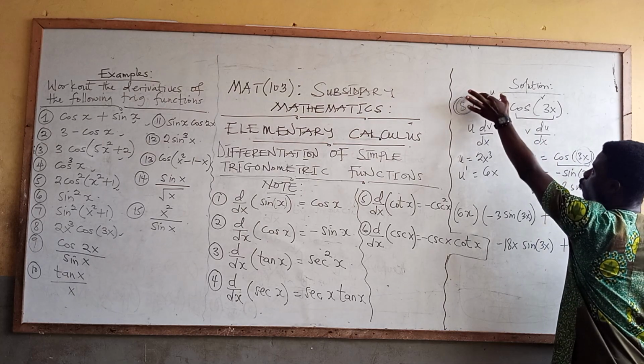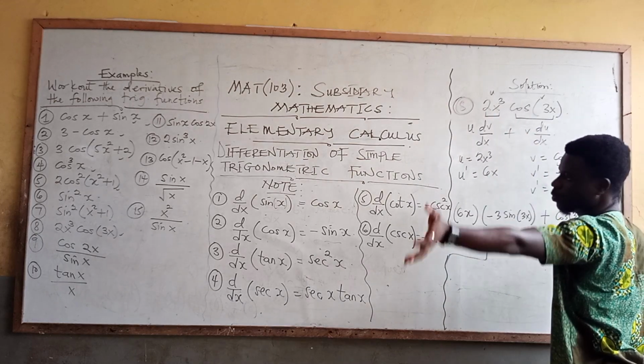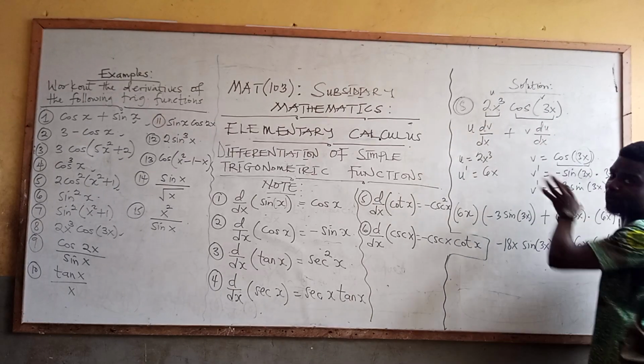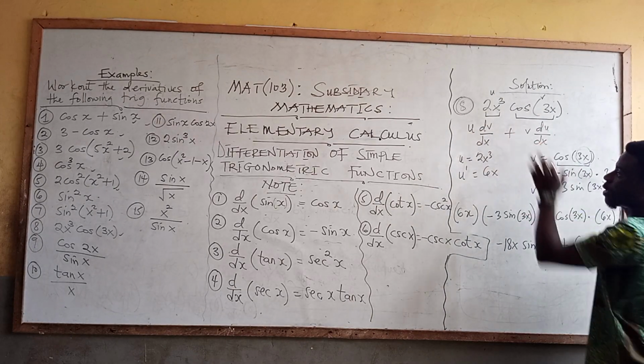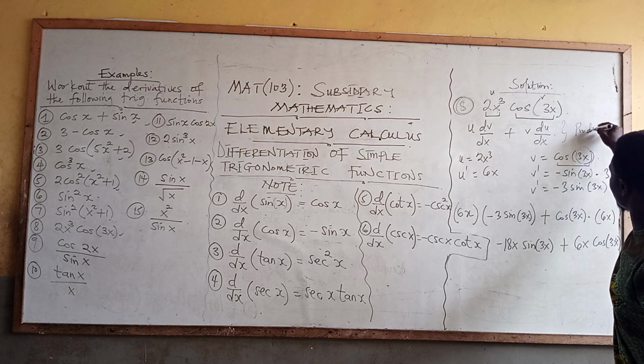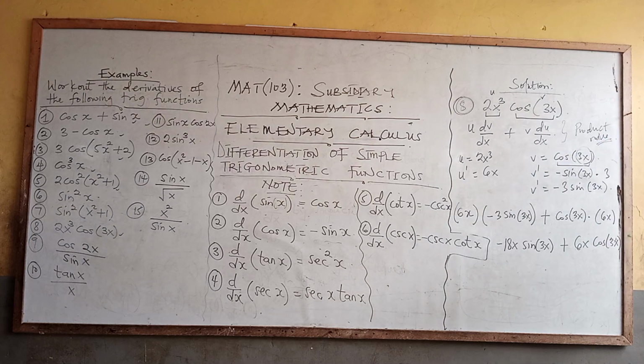Your u is 2x cubed. Why? Because this time around we cannot factorize 2x cubed out, because we have an x term here and they are multiplying. So we can use our product rule. So don't forget, it is very, very simple and very, very trivial as well.